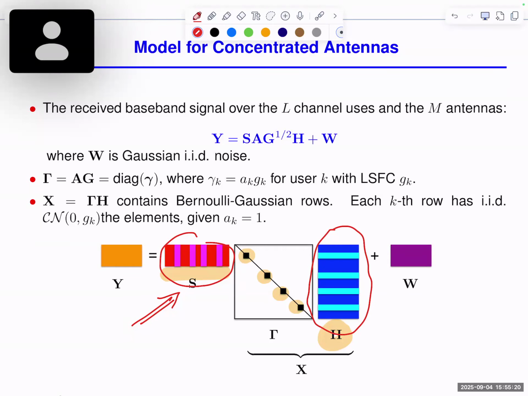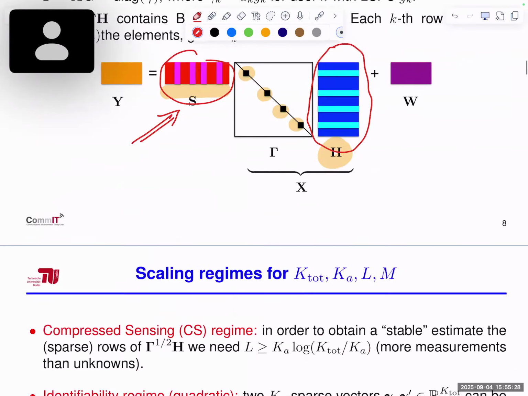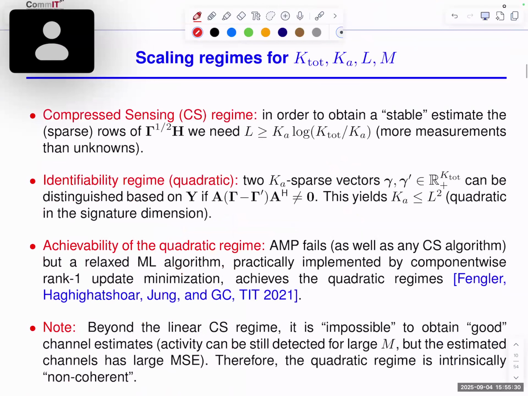We can do our favorite L2 norm regularization, AMP, etc. And in fact, this problem has been studied quite a bit. In particular, we have the so-called compressed sensing regime, where the length of this code L should be, as we know, larger than the number of non-zeros, or the number of active users, times a logarithmic factor.